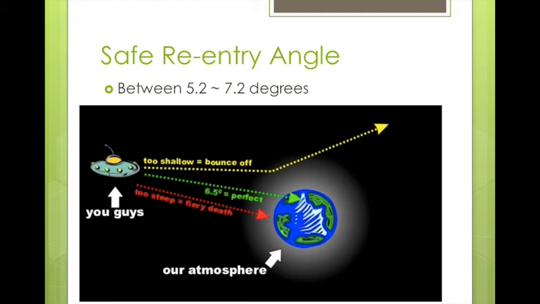However, if the angle is too deep, the friction between the spacecraft and the atmosphere converts a huge amount of kinetic energy, and potential energy because altitude decreases. Those two types of energy are converted into the form of light and heat. The heat generated will collect to a dangerous amount and eventually burn the craft.